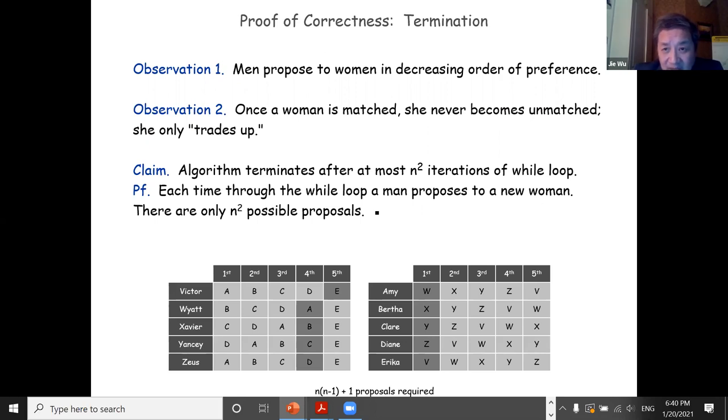Men propose to women in decreasing order of preference, so you always pick the best one. But once a woman is matched, she never becomes unmatched. She only trades up. That's why women will never become single once someone has proposed. So that's a very important protocol. And the algorithm will terminate after at most n squared iterations. That's very simple because you have n men and n women, and each possible pair is n squared, right? So that's why the complexity of this algorithm is n squared.